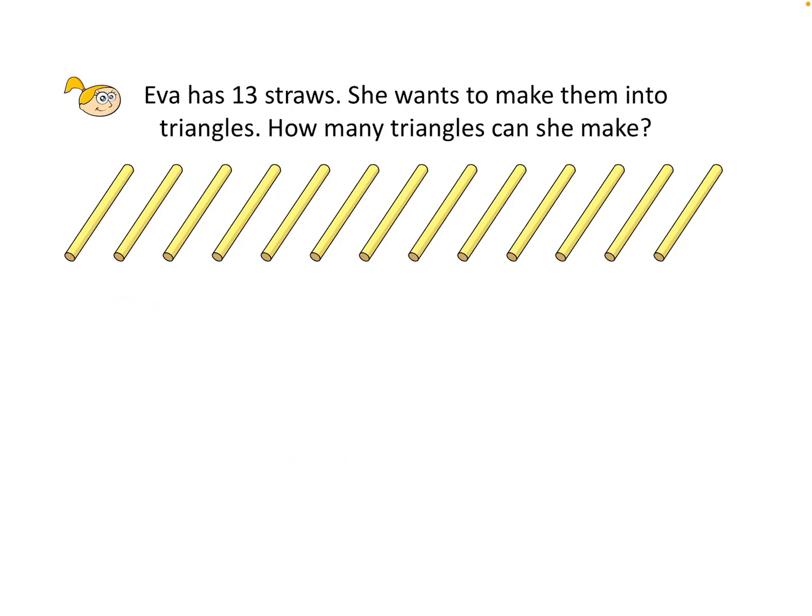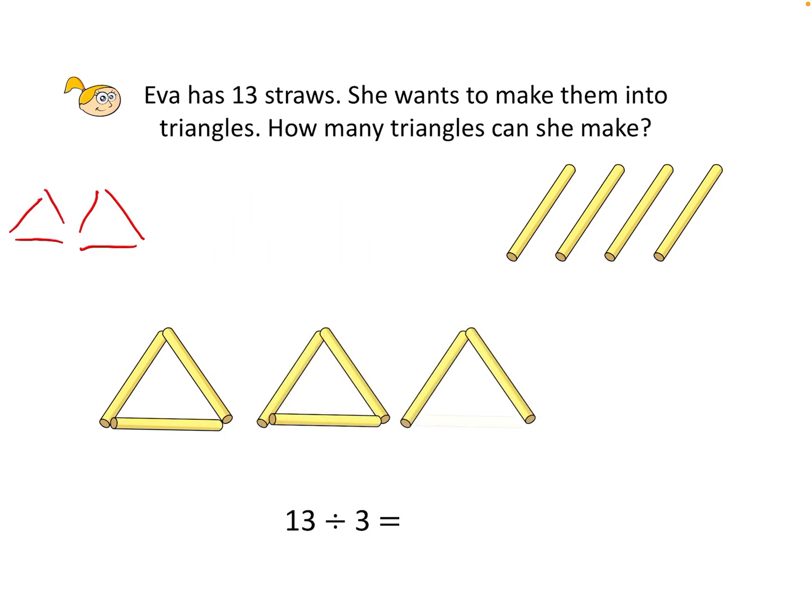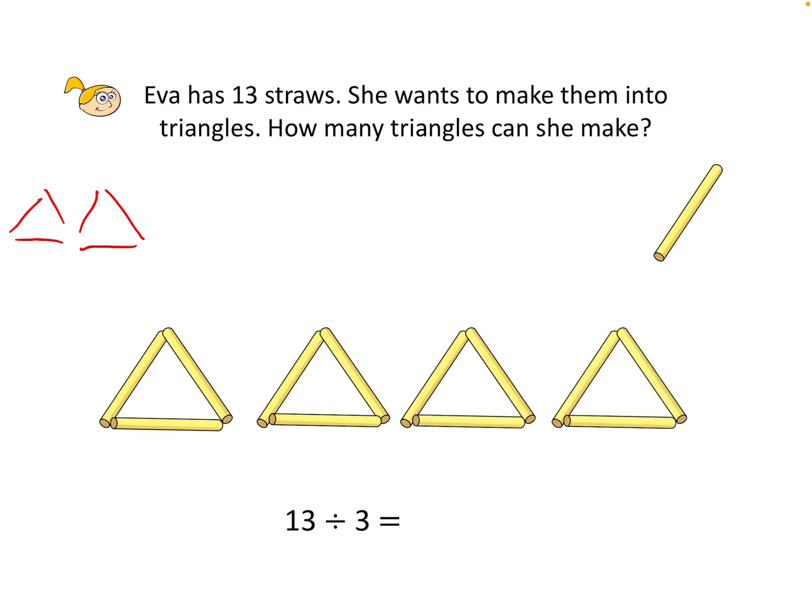So Eva has 13 straws. She wants to make them into triangles. How many triangles can she make? Now we know a triangle has 3 sides, so each triangle needs 3 sides. Now you can draw this out. You can do 1, 2, 3, 4, 5, 6, 7, 8, 9, 10, 11, 12.